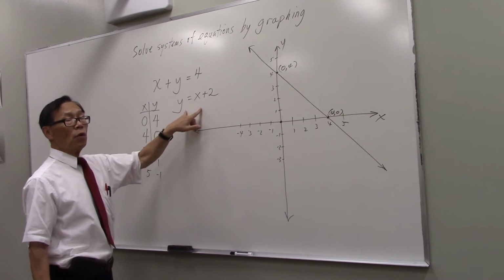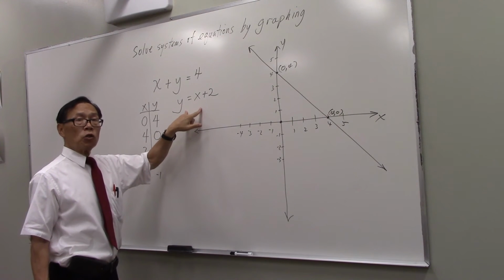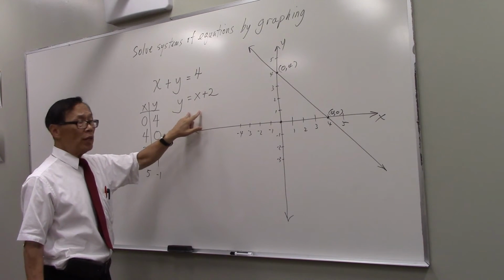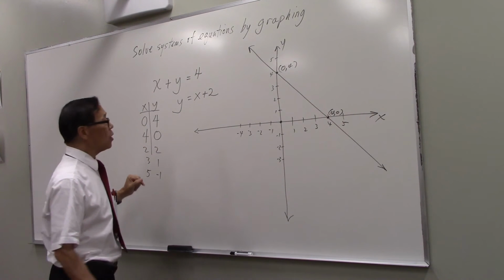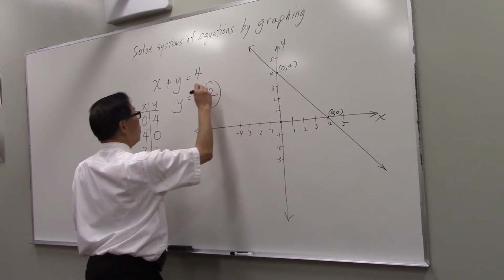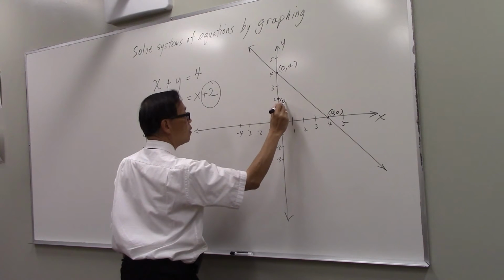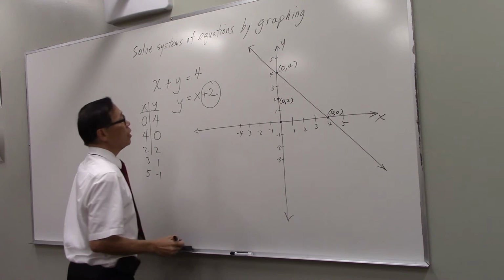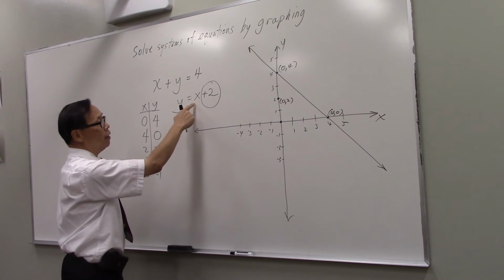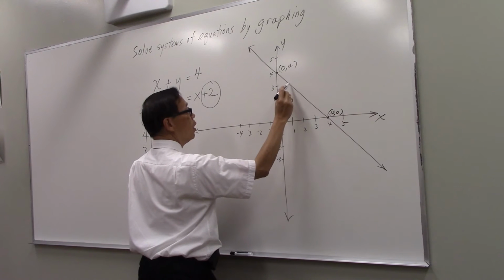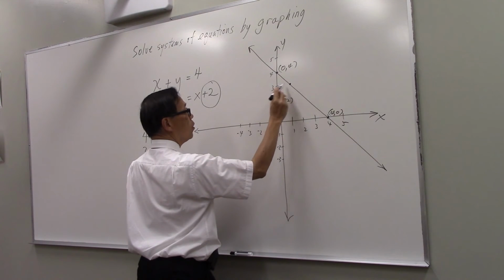Now, this equation is what we call a slope-intercept form. And you can graph this without having to use a table, because we all know this is what? The y-intercept, which means the line will touch this point, and the slope is 1. 1 means it's going to go up 1, go over 1. Go up 1, go over 1.